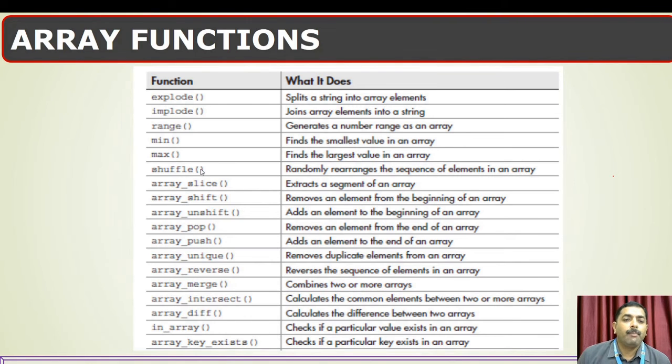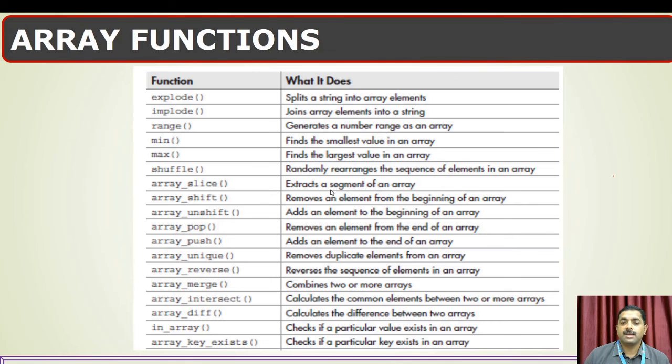Some more functions used in PHP: explode splits a string into array elements. Implode joins the array elements into a string. Range generates a number range as an array. Min finds the smallest value in an array. Max finds the largest value in an array. Shuffle randomly rearranges the sequence of elements in an array.